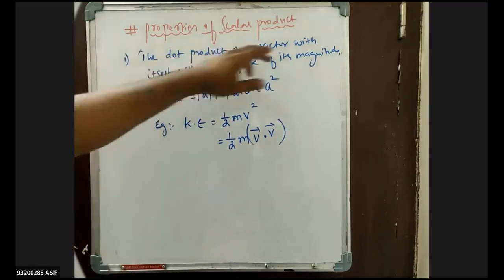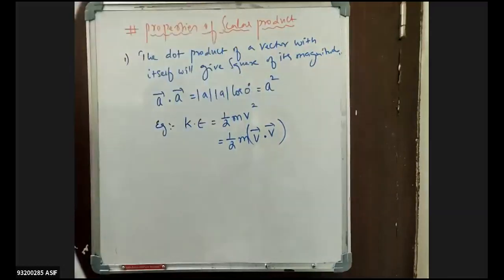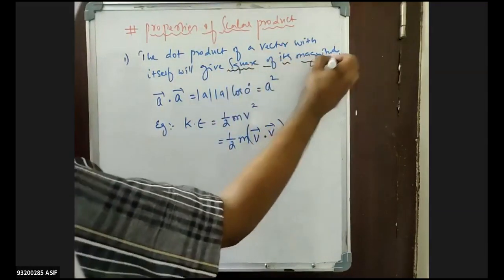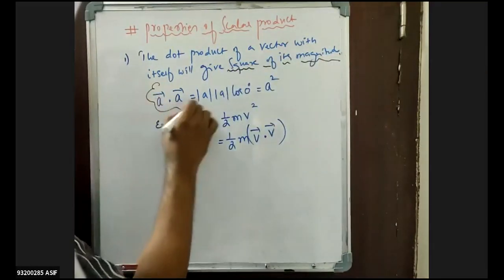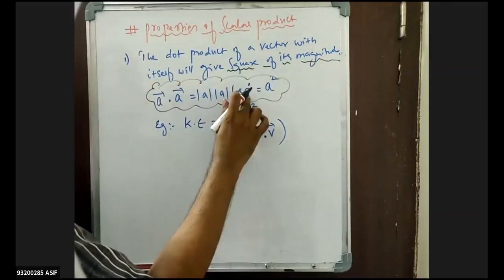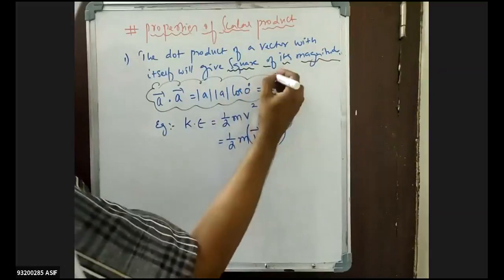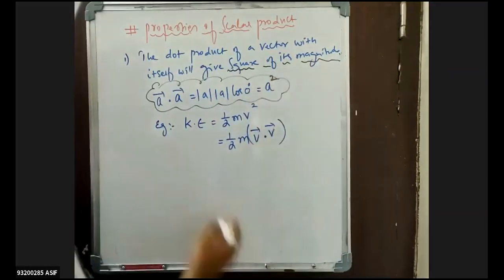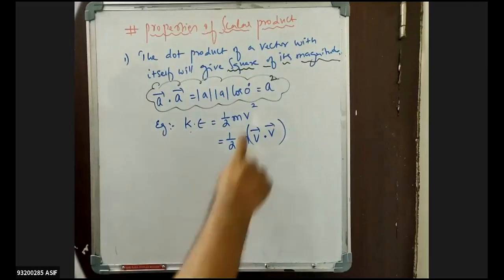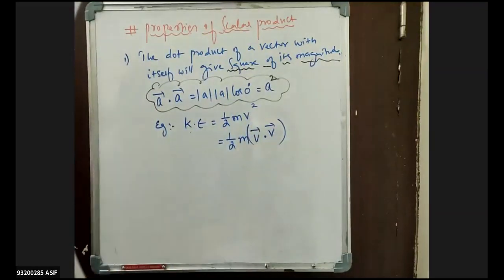So whenever you take the dot product of a vector with itself, it will always give the square of its magnitude. Like a bar dot a bar is equal to mod a mod a, and the angle between them is 0, so it gives a square. The example for this is kinetic energy, half into m into v square, where v square can be written as v bar dot v bar. I hope you're clear with this one.